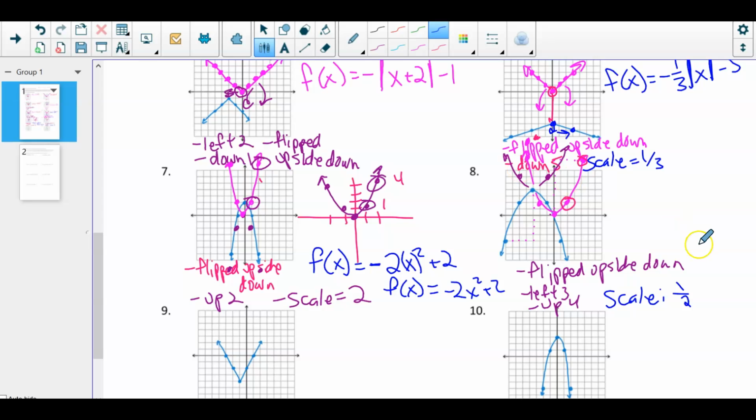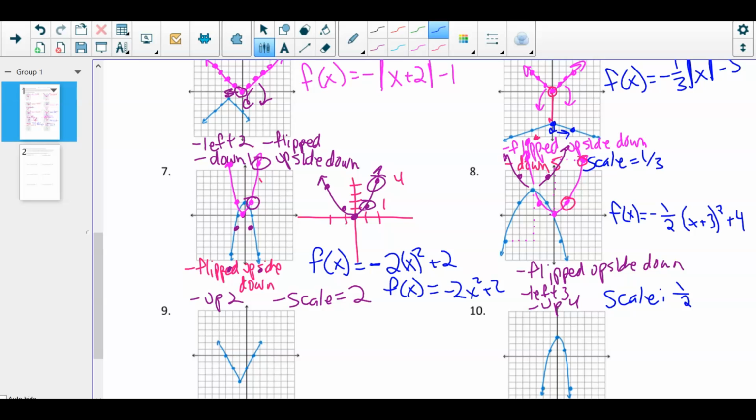which means our function, if we're putting everything together, would be f of x equals, so it's flipped upside down, so that'd be a negative on the outside. We'd have 1/2 on the outside. It's moving left 3, so this would be inside, plus 3. And then up 4 on the outside. So the last thing we're going to do is put this in the calculator and make sure that what we have is correct.